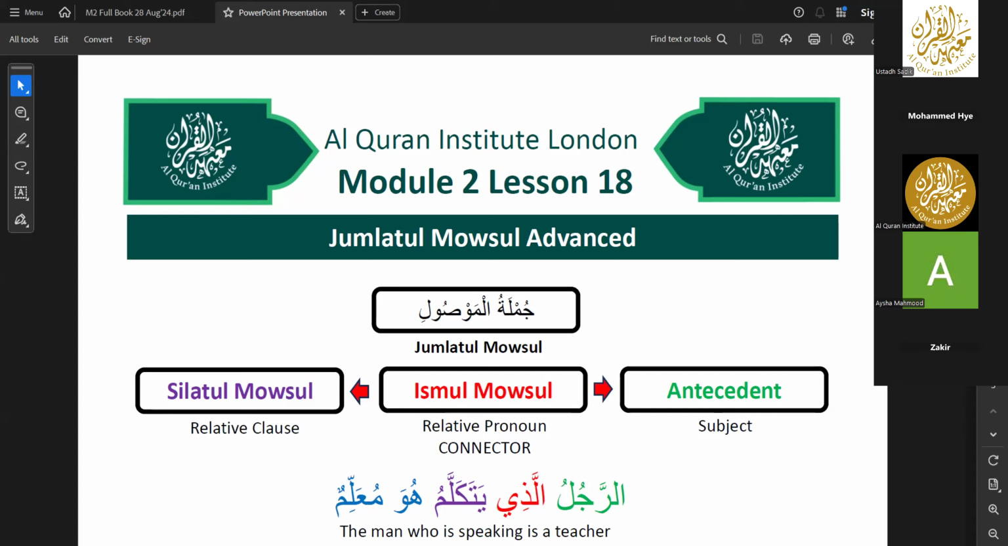So this is an expansion on that lesson, and we're going to be covering a sentence structure known as Jumlatul Mawsul. As you can see, there are a few parts related to this construct. We have the Ism al-Mawsul and Silatul Mawsul. These are the two key terms that we'll need to understand the relationship with, and also something called the antecedent.